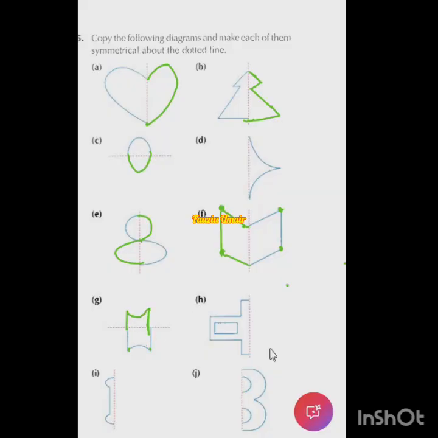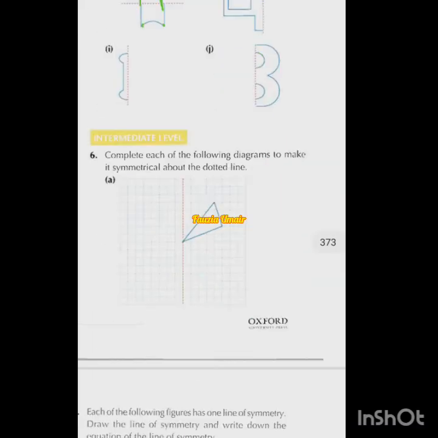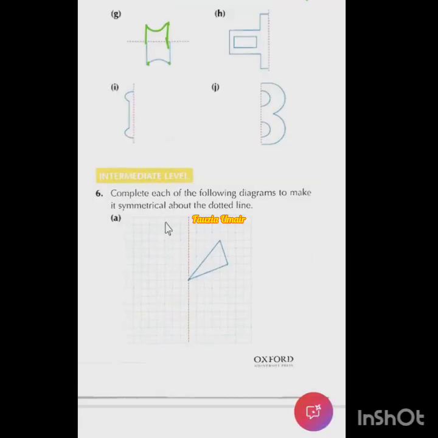Same is the case here. So is the concept clear? All right. So the next question is: copy each of the following diagrams to make it symmetric.